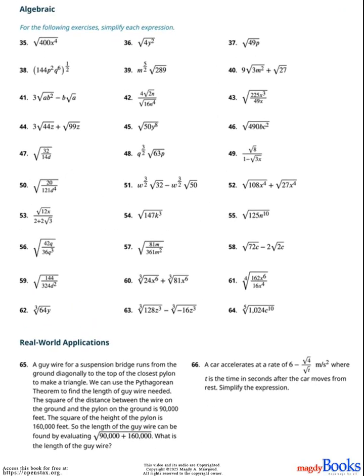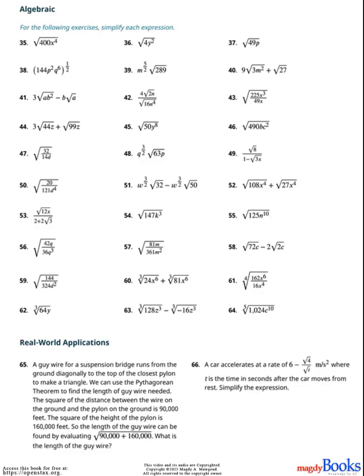3. Algebraic. For the following exercises, simplify each expression. 35. Square root of 400x to the fourth power. 36. Square root of 4y squared. 37. Square root of 49p. 38. Open parenthesis, 144p squared times q to the power of 6, closed parenthesis, all to the power of 1 over 2.